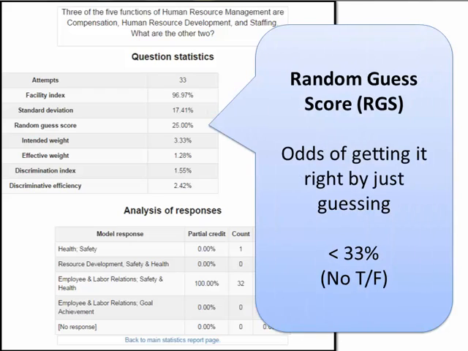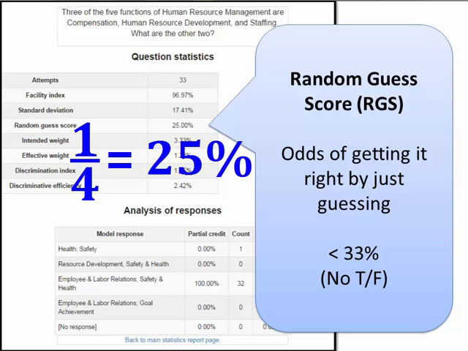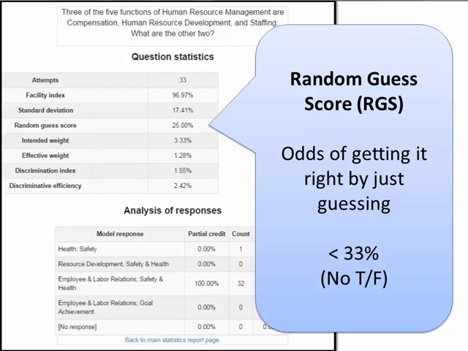The random guess score is not very useful to the instructor, but it is used in the remaining calculations. It's fairly straightforward. If the multiple choice question has 4 options, then the student has 1 out of 4 chances to get it right by randomly guessing, or 25%. Using true-false questions on an exam is not encouraged as it inflates the RGS.